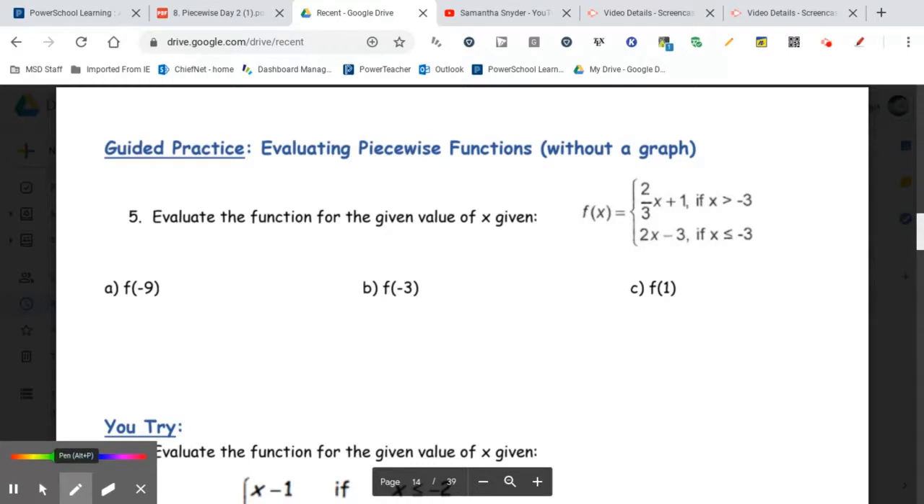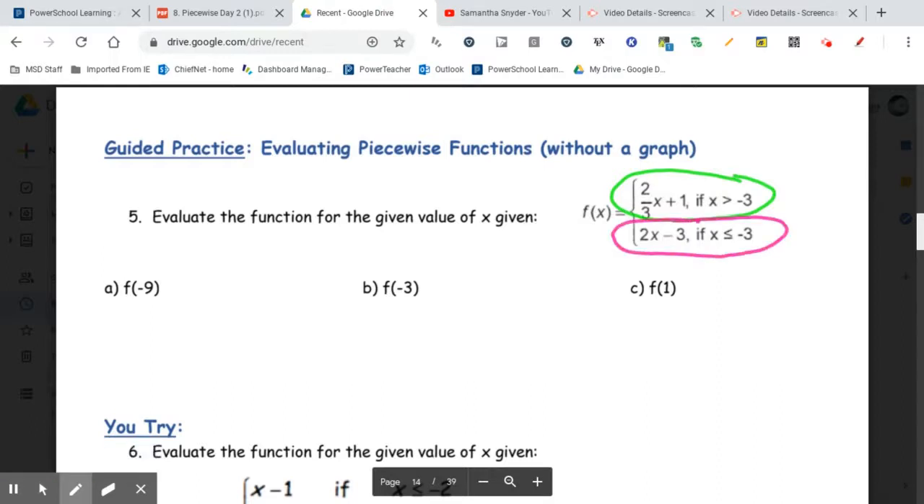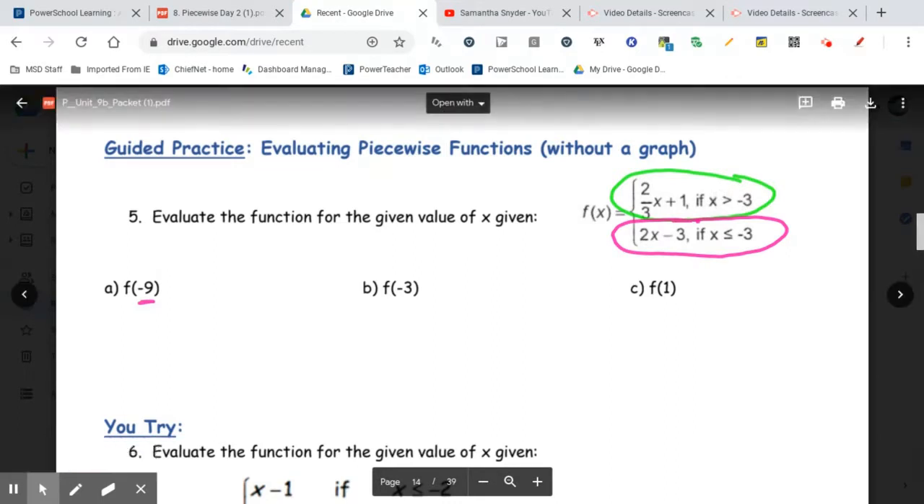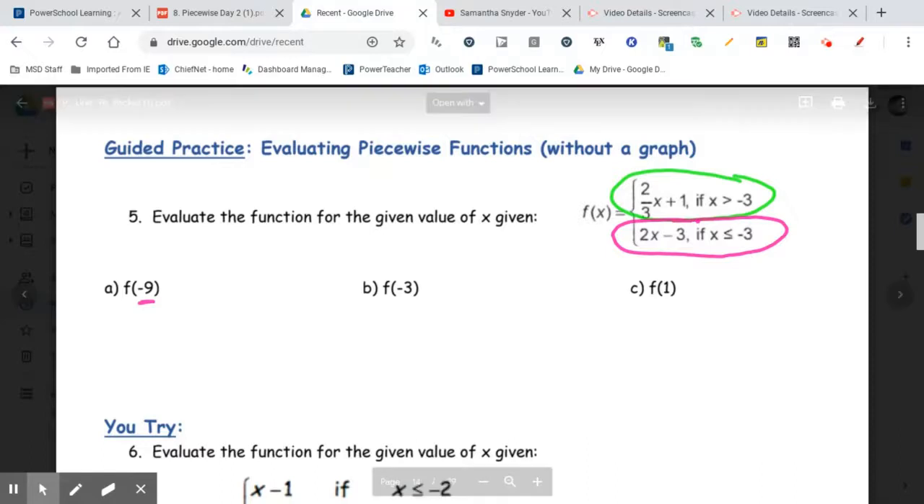The issue is we're given two different rules. We have this first piece, which is one rule, and then we have the second piece, which is another rule. So we have to ask ourselves, which rule should we be using to figure out the value of y? In order to do that, we have to look at the x value. So our x value is negative 9. We have to ask ourselves, which piece does negative 9 fit into? So we look over here and we say, well, is negative 9 greater than negative 3, or is negative 9 less than or equal to negative 3? Which piece does it fit into?